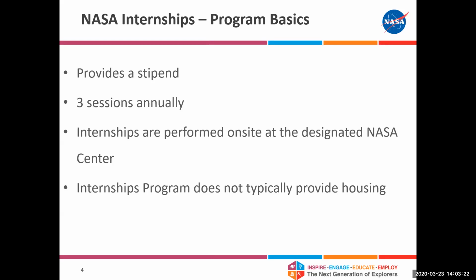So we have 3 sessions annually. The spring and the fall are 16 weeks long. The spring usually is from January to May, and the fall is usually from the end of August to the beginning of December. The summer is a 10-week session, and there are 2 different start dates. Usually there's one from May to the end of July, and then the second session is from June to early August. Those are the 3 sessions that we typically have: fall, spring, and summer.